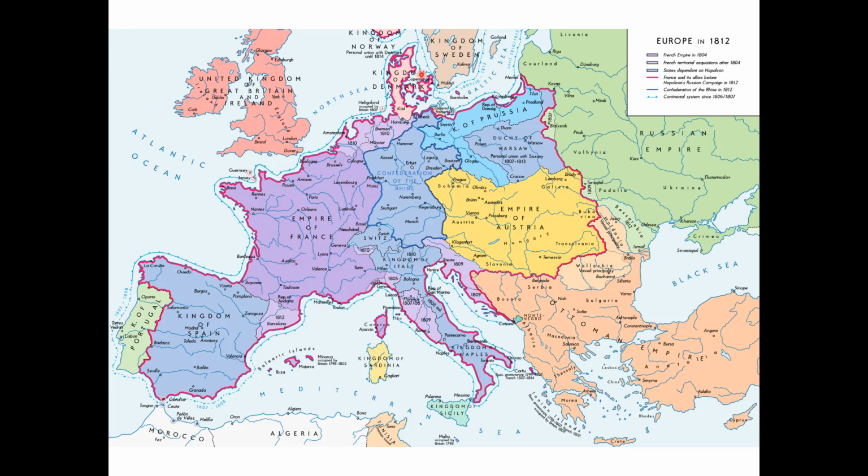We're going to pick up our lectures today starting with Europe in the early 19th century. What we're looking at here in the red outline is Napoleon's French Empire. So you can see it's quite large, it's encompassed most of Europe.